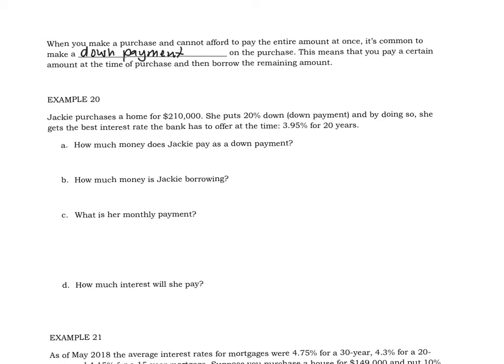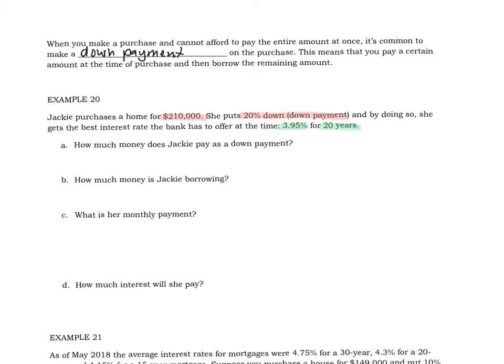Jackie purchases a home for $210,000. She puts 20% down, that's her down payment. And by doing so, she gets the best interest rate the bank has to offer at the time. And so that interest rate is 3.95% for 20 years.